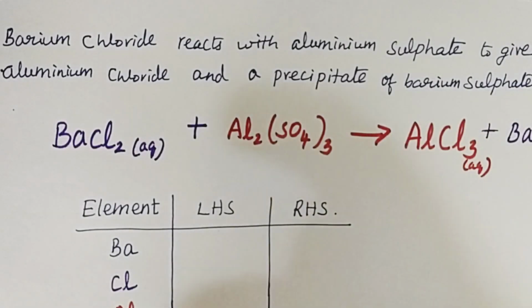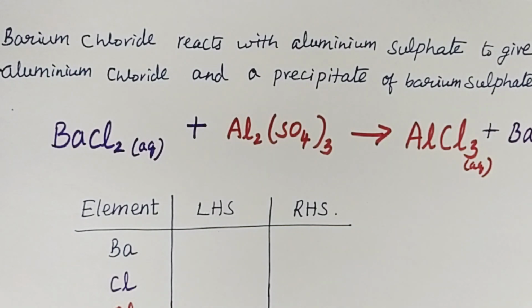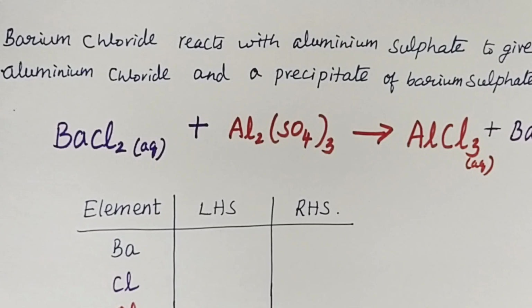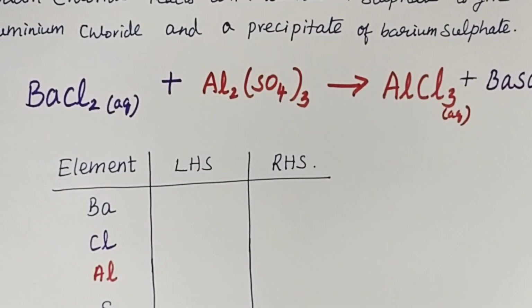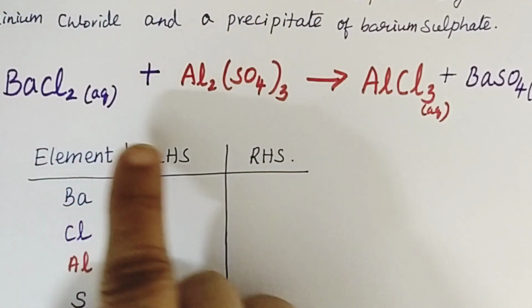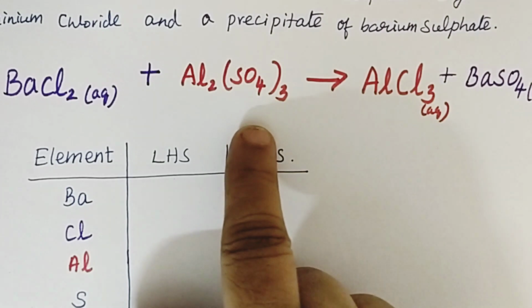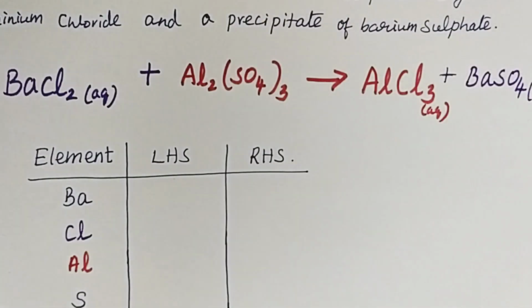Next equation. Barium chloride reacts with aluminium sulfate to give aluminium chloride and a precipitate of barium sulfate. We will try to write the equation. Barium chloride formula BaCl2. It is in aqueous condition. Next, aluminium sulfate, Al2(SO4)3. It is also in aqueous condition.